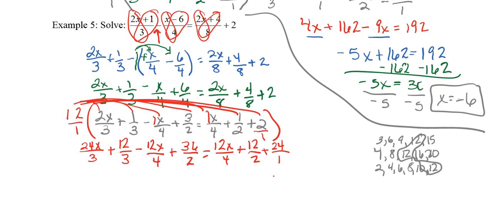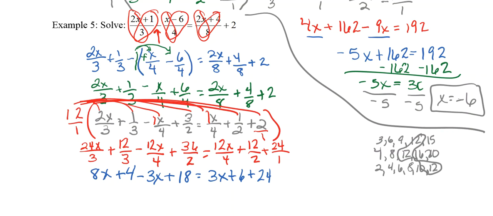Okay, let's make this smaller and on one line. 24 divided by 3 is 8. 12 divided by 3 is 4. 12 divided by 4 is 3. 36 divided by 2 is 18. 12 divided by 4 is 3. 12 divided by 2 is 6. 24 divided by 1 is 24.